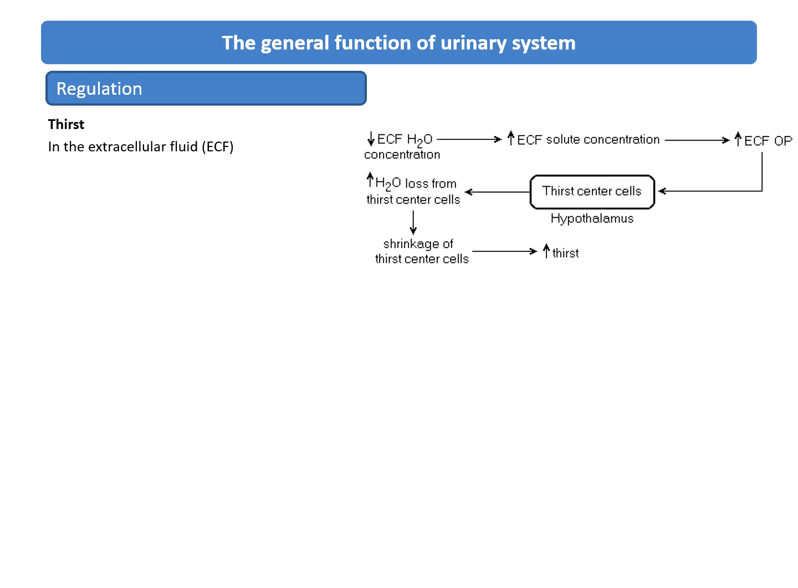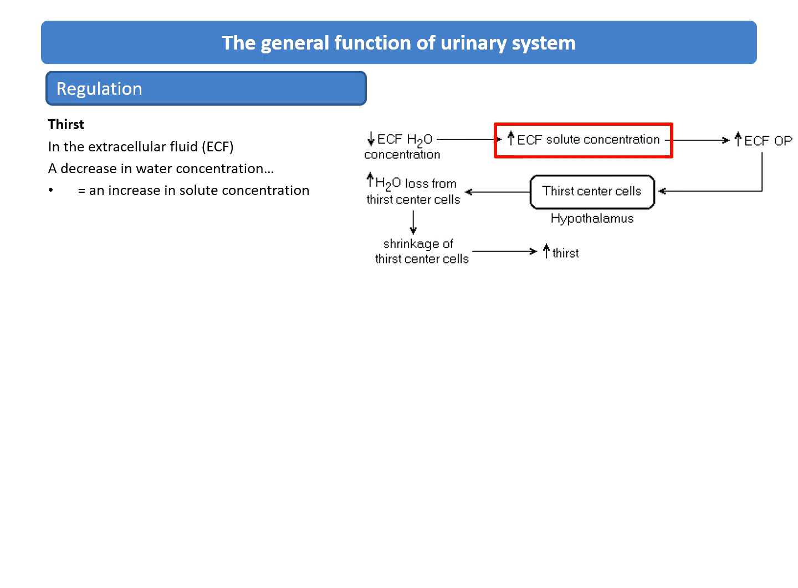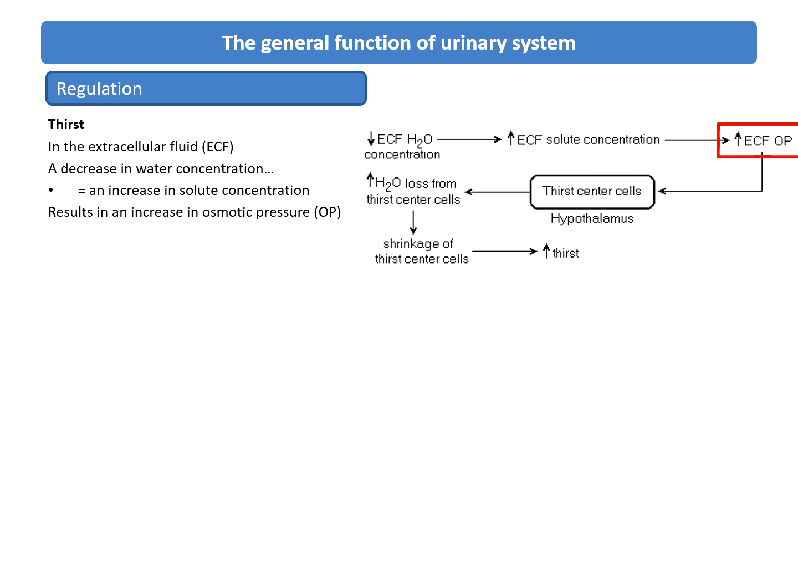What about thirst? In the extracellular fluid of the body, a decrease in water concentration is the same thing as saying an increase in solute concentration. For example, if you have a solution that's 90% water, that means 10% solute. If you decrease the water to 80%, that means the solute makes up 20%. Well, solute concentration is proportional to osmotic pressure. So you would have an increase in osmotic pressure with a decrease in water concentration.